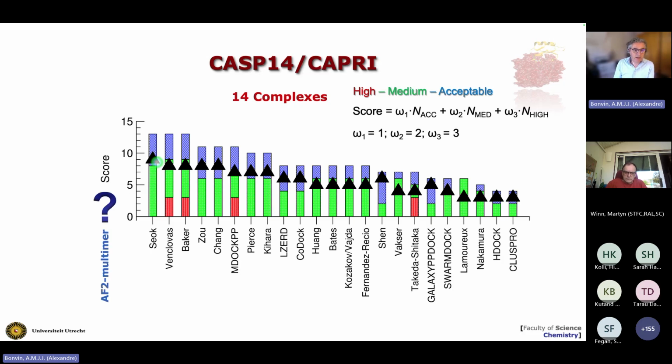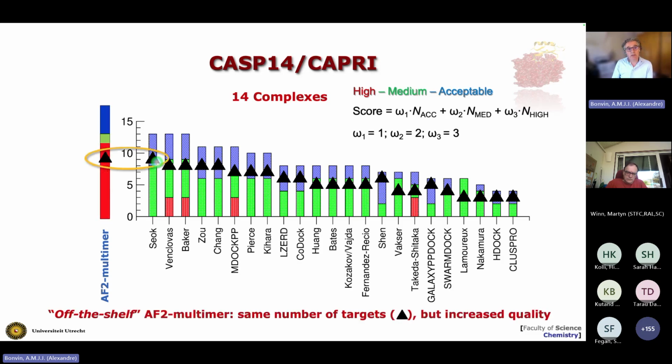Now, if you take a vanilla AlphaFold multimer and you run those complexes, this is what you are getting. So if you look at the triangle, which tells you how many complexes were actually correctly predicted, AlphaFold does not do better than the human. It's also 9. But what's striking is that the quality of the prediction is way better. Now you see a big red bar there. So when it's predicting complexes correctly, it's doing it at high accuracy. So this was a big improvement.